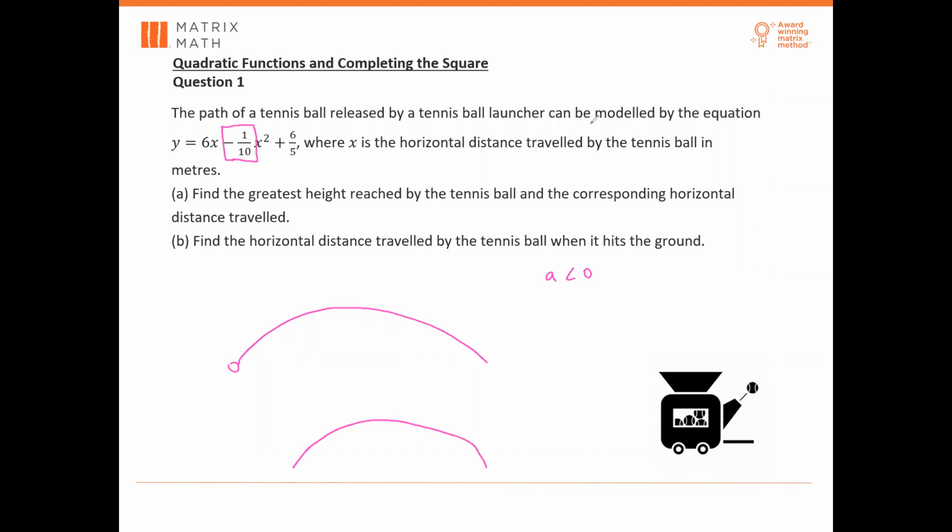All right. So when you throw any item, it will reach a maximum height before hitting the ground, right? So now for part A, find the greatest height reached by the tennis ball and the corresponding horizontal distance. So the height is represented by y, and x is the corresponding horizontal distance. So all you have to do is find the maximum value. So how do you find the maximum value? You simply complete the square. Okay, so for part A, this is what you do.